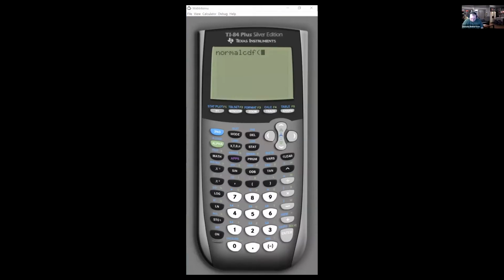Now, we've got all the numbers. We want bigger than 69. So 69, comma, 999, comma, the mean, which is 65, comma, and the standard deviation is 6. And the decimal answer that came out was 0.252 to 3 decimal places, which I'm now going to convert to 25.2%.